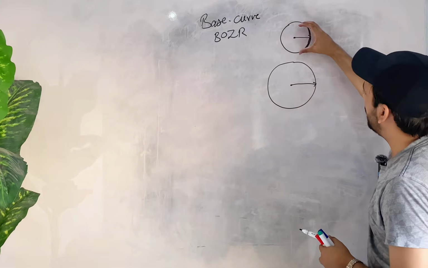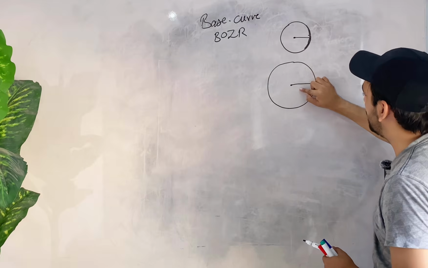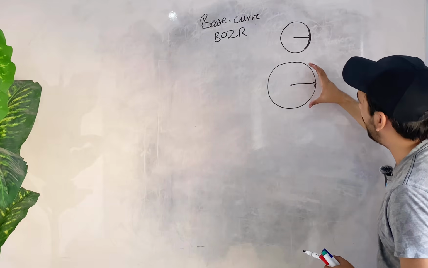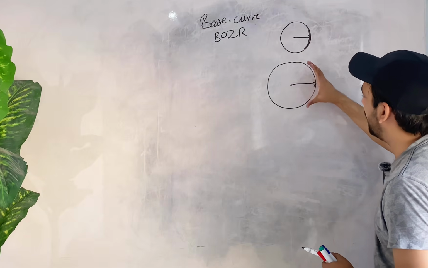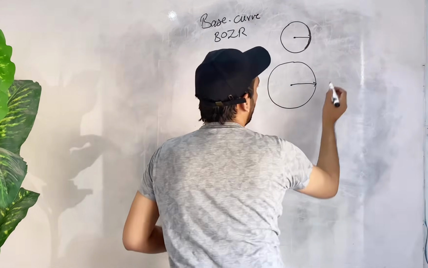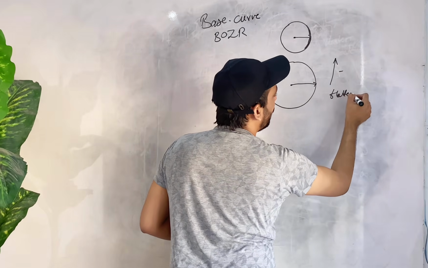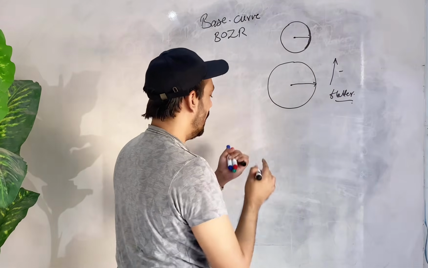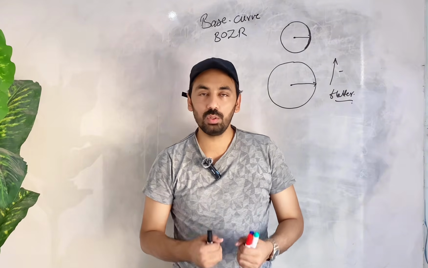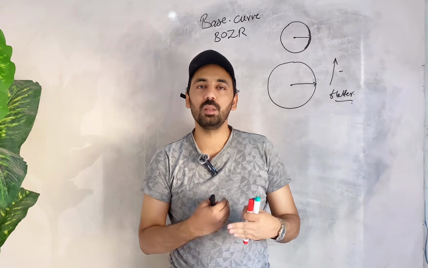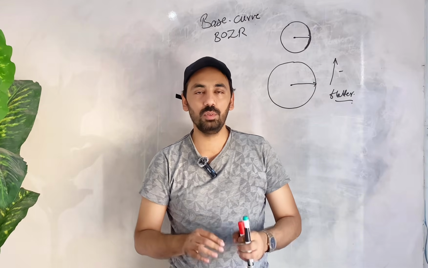You see, in this condition, when the base curve is small, the lens is steep. If I increase the base curve, the lens is getting flatter. So the basic concept is, if I increase the base curve, the lens will get flatter, and the fitting will be flatter. So let's learn how we can find or measure the BOZR or the base curve. Both are the same. How can we find the base curve of a contact lens? We have different methods.